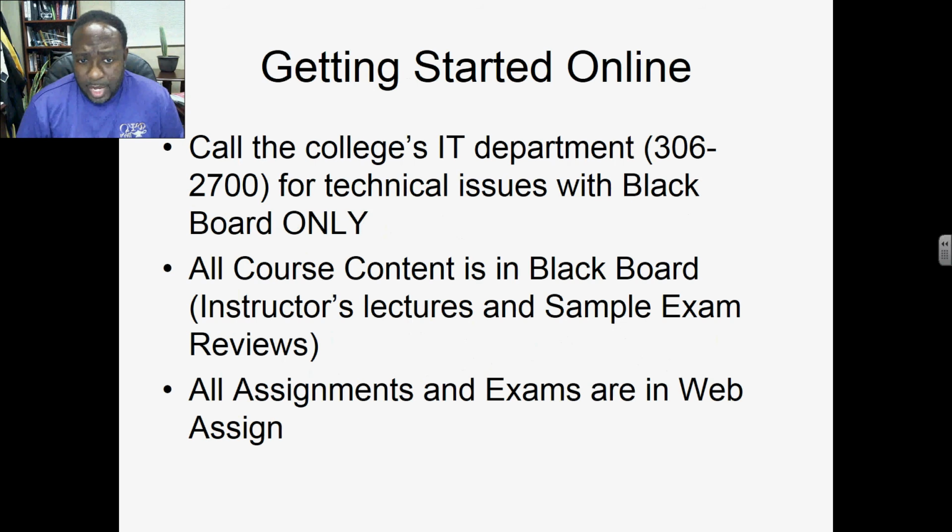Getting started online. If you have technical issues with Blackboard, use this number for Calhoun, 256-306-2700. You only call Calhoun's IT department if you have an issue with Blackboard. If you have an issue with WebAssign, get in contact directly with WebAssign. Or call me, and if I can help you.